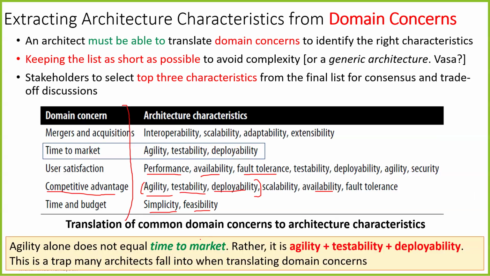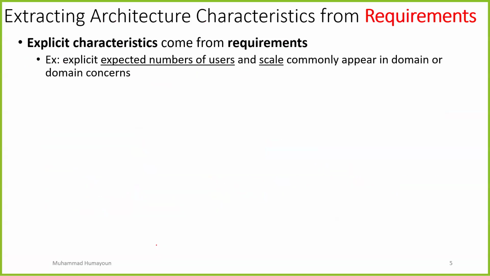And I said agility does not equal time to market. For instance, here we have time to market somewhere. So if your system is agile, it may not increase your time to market. It should be agility, testability, and deployability together that will shorten the time you need to bring your piece of software to market. So this is something you have to pay attention to.